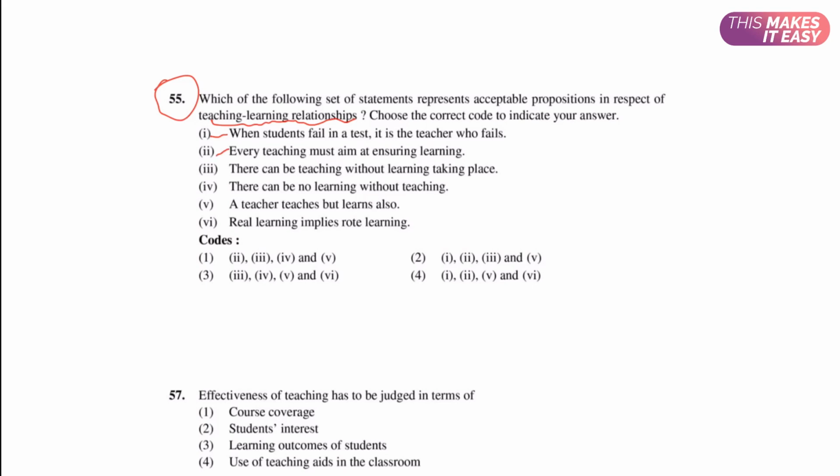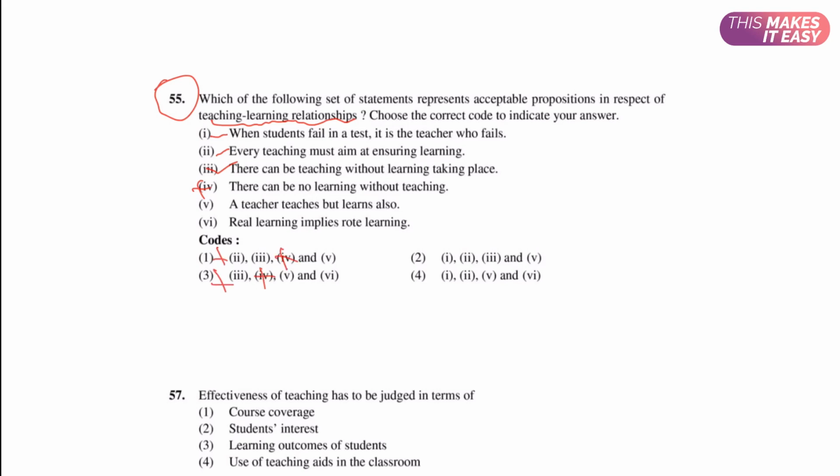Can be, but we cannot knock out any option based upon this. There can be teaching without learning taking place. This is correct, but we are not knocking out any options based upon this. We will knock out the option when it is incorrect. The fourth statement says that there can be no learning without teaching. It is not at all correct. There can be learning without teaching as well. So we will knock out the option which has 4.